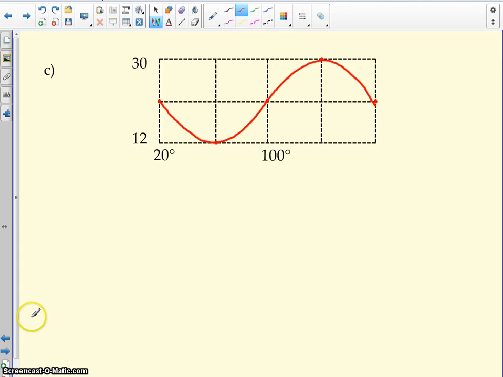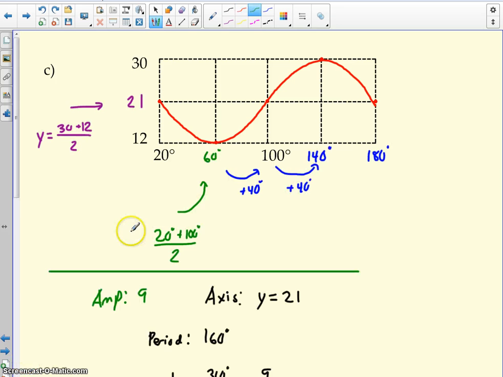Okay, last one I want you to try from this set here. I'd like you to try and fill in the missing values on this graph, and then from there try and create both a sine and cosine equation. Okay, so start off to fill in your values here. You're missing the axis along the y here, so that's going to be halfway between your max and your min. Halfway between 30 and 12 is at 21, so that gives me my axis there.